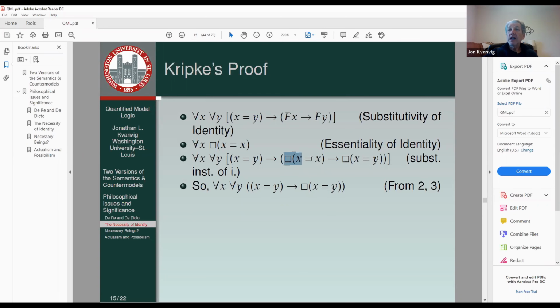And this little antecedent is already a theorem, as we saw here. So it can just drop out. Once we drop it out, because it's a theorem and couldn't be false, we end up with this. For all x and y, if x is identical to y, then it's necessary that x is identical to y. So, Kripke claimed, identities simply can't be contingent.